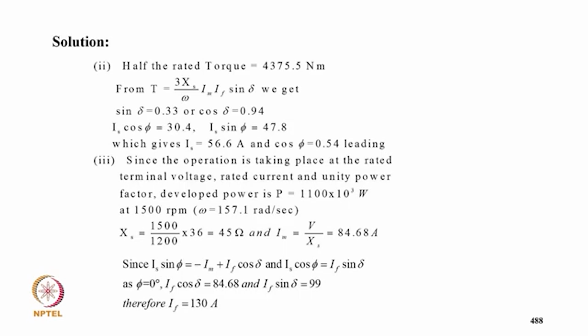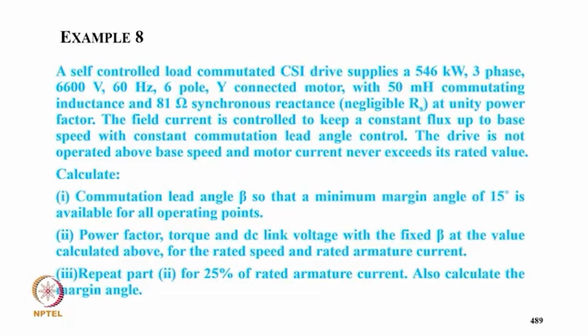Since the operation is taking place at rated terminal voltage, rated current and unity power factor, P equal to 1100 kilowatt, 1500 rpm, XS equal to 36.45 ohm, and IM equal to VS upon XS, 84.68 ampere. IS sin phi equal to minus IM plus IF cos delta, and IS cos phi equal to IF sin delta, phi equal to 0, IF cos delta 84.5, IF sin delta 99, therefore IF is 130 ampere.